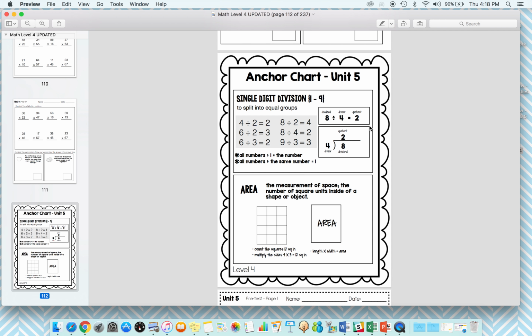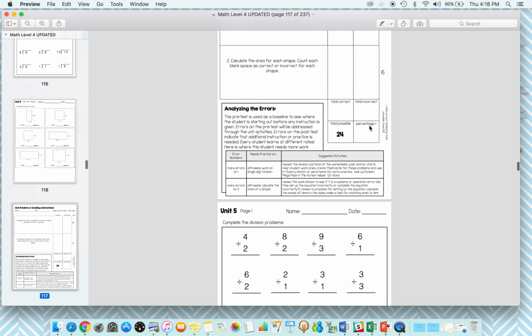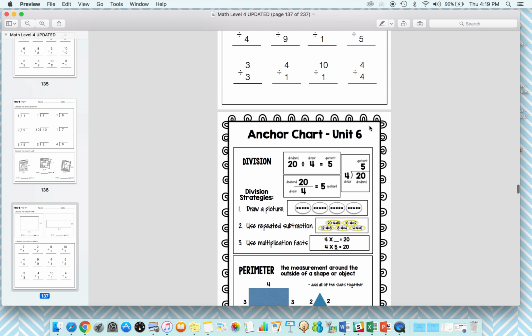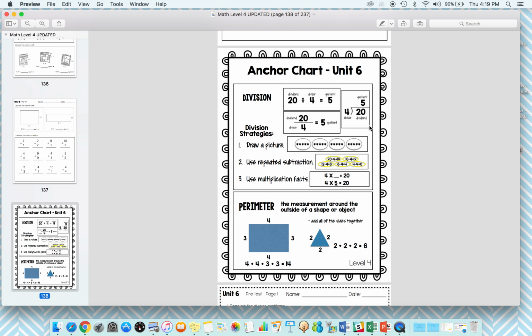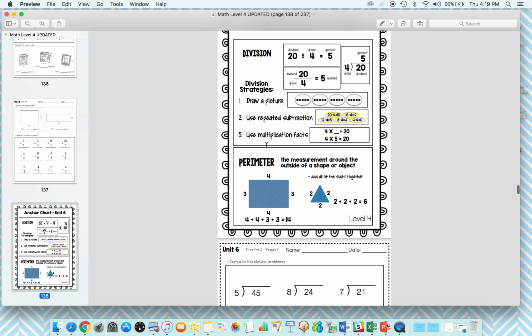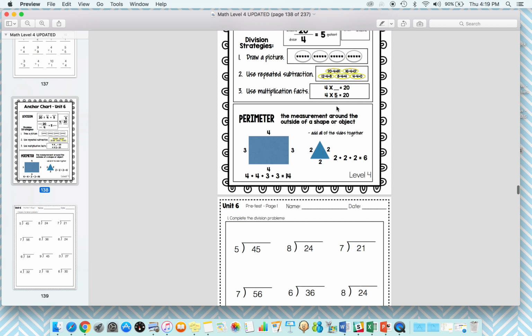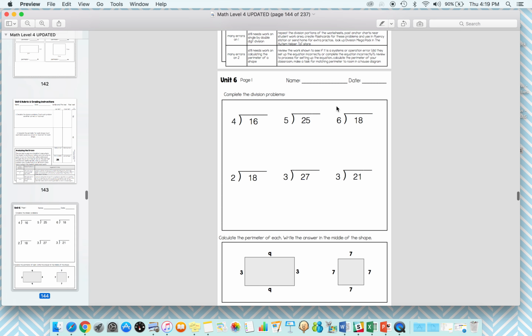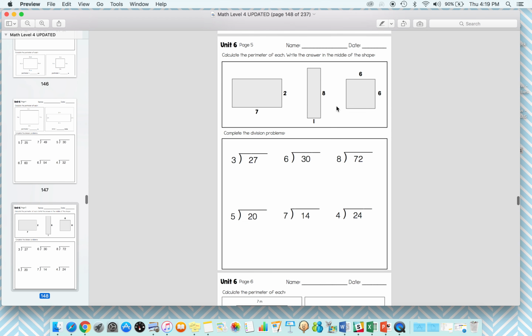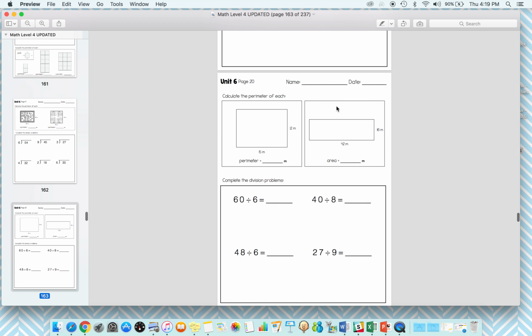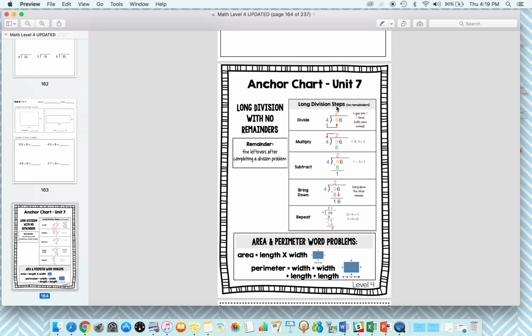Next we have single digit division and area. So here are all of the activities for that. And then we have double digit division, more division and perimeter. These are double by single digit division with some different strategies on how to do those division problems. And this is with no remainders to start. And then perimeter activities. And then the next one is long division with no remainders.